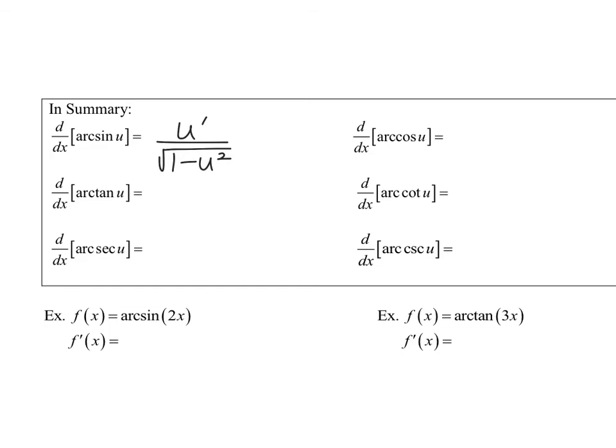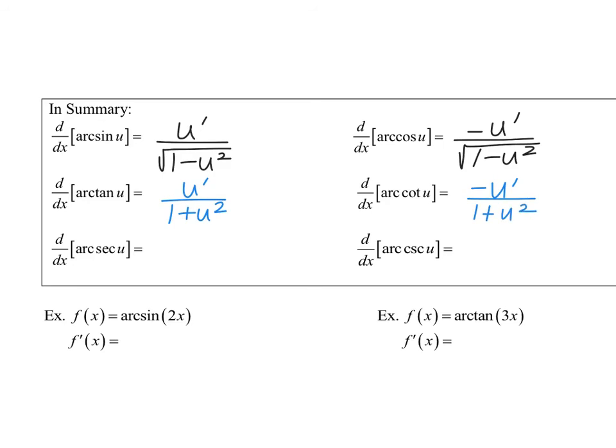All right, arc cosine, same thing but negative. Arctangent, u prime over 1 plus u squared. Arc cotangent, negation of that. Arc secant.